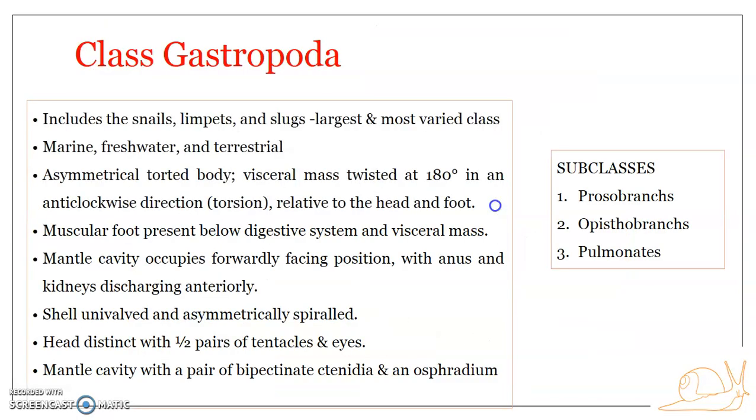Now, the next subclass is Opisthobranchia or Opisthobranchs, and they include exclusively marine mollusks, including the sea hares, the sea slugs, etc. Here you can see that the shell, the mantle cavity, and the gills in the case of the Opisthobranchs are highly reduced or even lost in some cases.